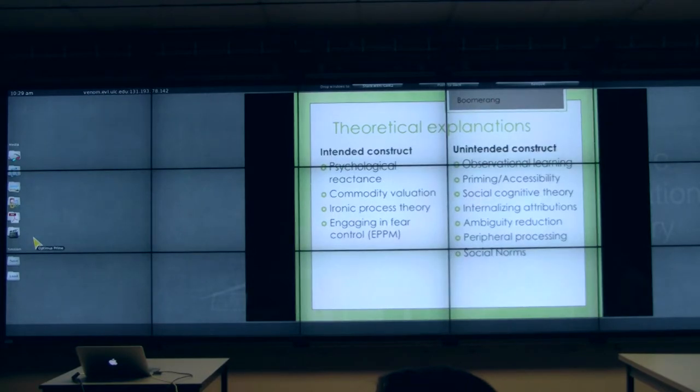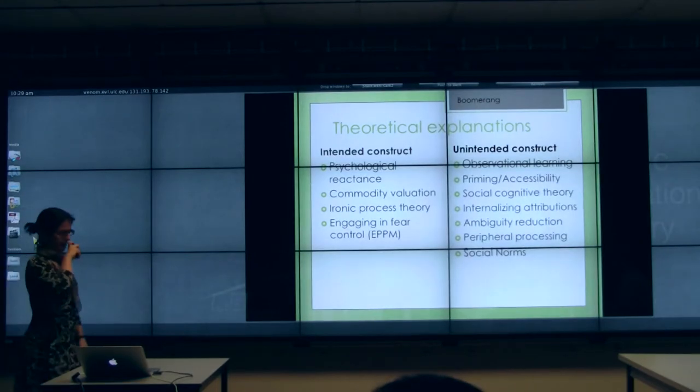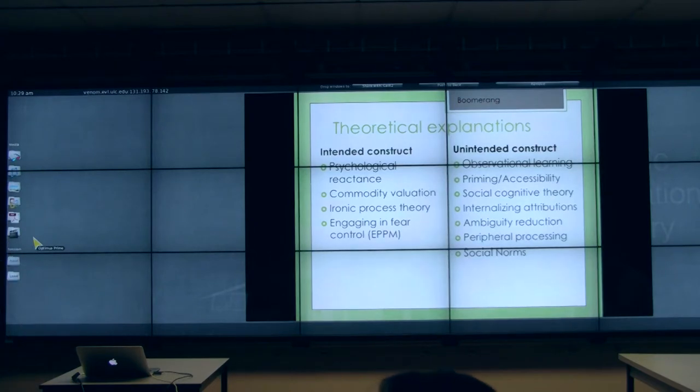One of the best classifications of these is by Byrne and Hart. I think it's a 2009 article in which they're trying to make sense of these different explanations. And one of the classifications is between intended and unintended constructs. Now, these are all unintended effects. These are all theories that explain unintended effects. But they are based on whether they activate the intended constructs or the unintended constructs.